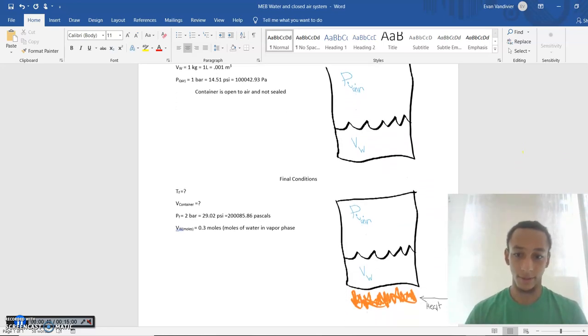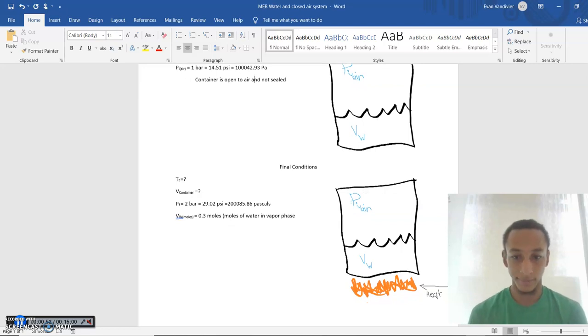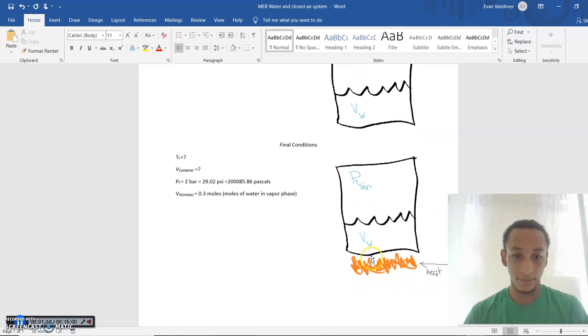And then the final conditions, the pressure is at 2 bar, which is equal to about 200,085.86 pascals. We have the volume of the moles of water, which is 0.3 moles of water in the vapor phase. Then the container is sealed, and then it's heated. So some of the water is going to turn into the vapor phase, which is 0.3 moles. And we're trying to find the volume of the entire container and the final temperature.